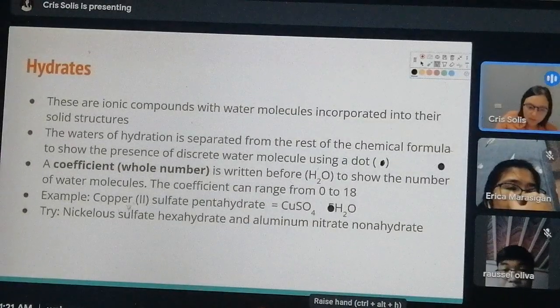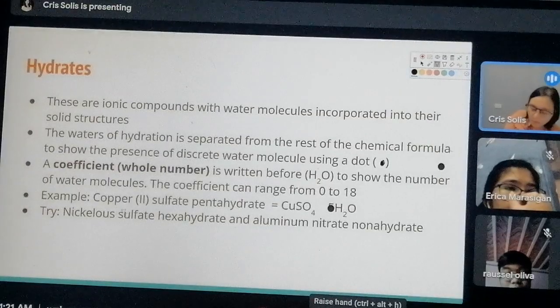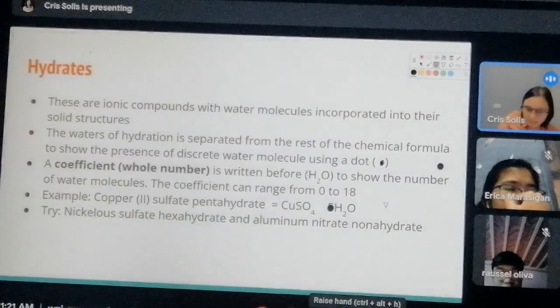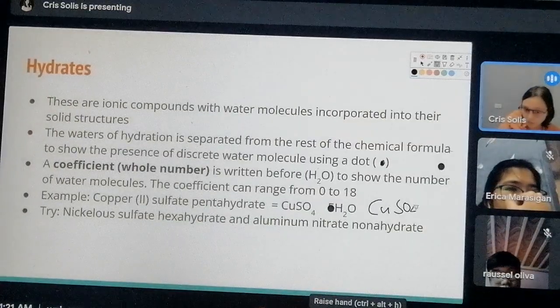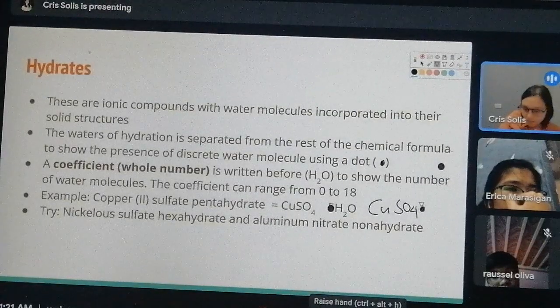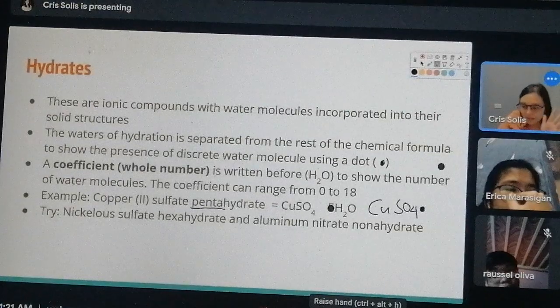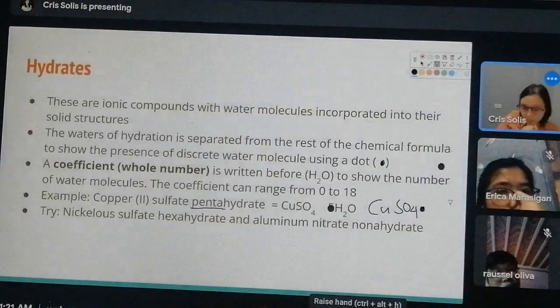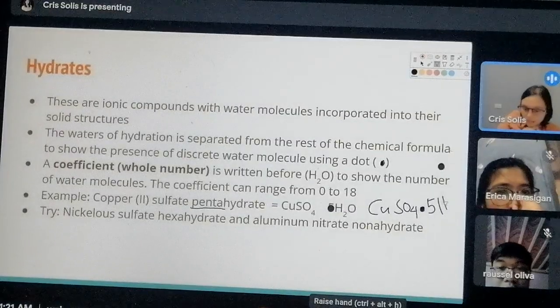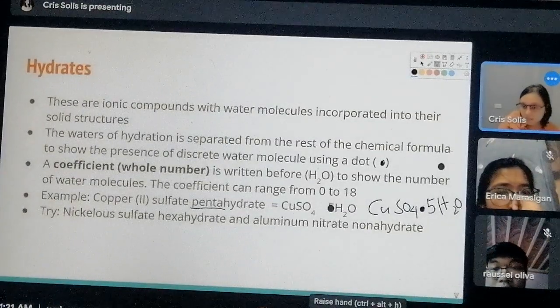Example natin, you have copper 2 sulfate, pentahydrate. So you're going to write it down as CuSO4. This is your copper sulfate, separated by a dot. Ayan, penta. Penta means 5. That's Greek prefix po. So you add 5 for your coefficient and then H2O. Yan lang yun.